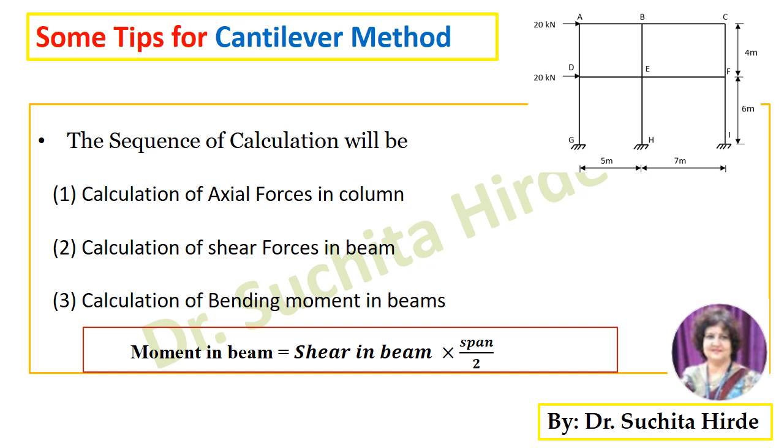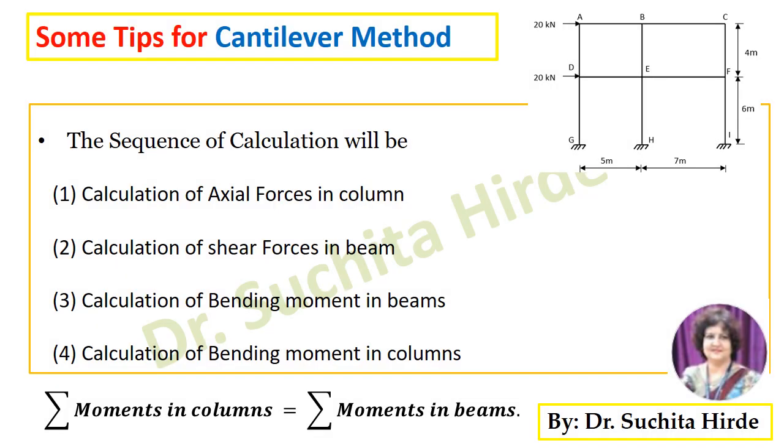After calculating the shear forces in beam, you can calculate bending moment in beam using the equation: bending moment in beam is equal to shear force in beam multiplied by half of the span of that particular beam. So after calculating bending moment in beams, finally you can calculate bending moment in columns using equilibrium condition. That is summation of moments in columns is equal to summation of moments in beams. After calculating all the bending moments, you can draw the bending moment diagram for this multi-story frame.